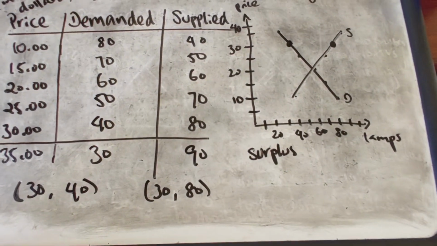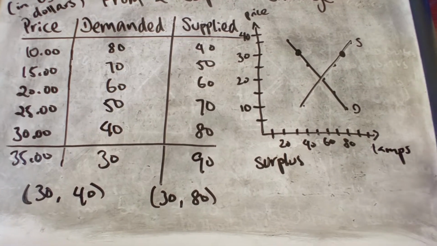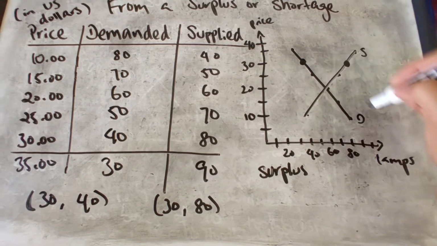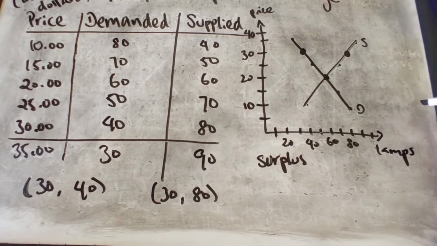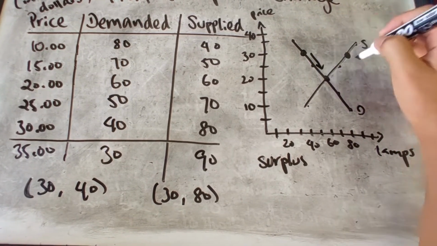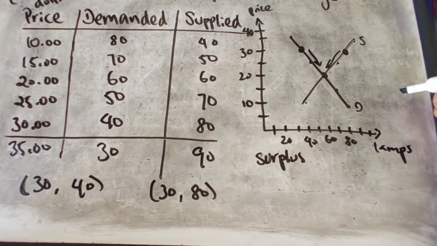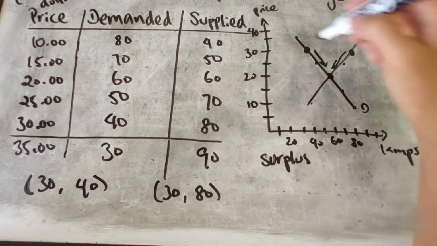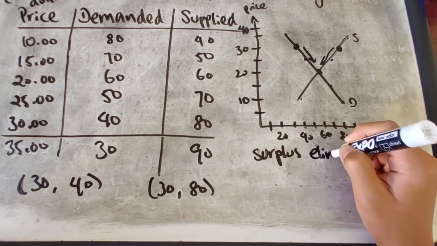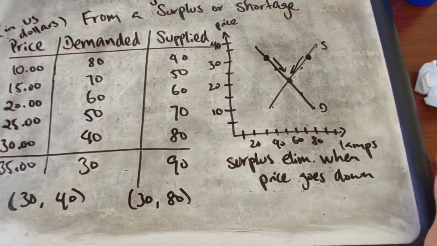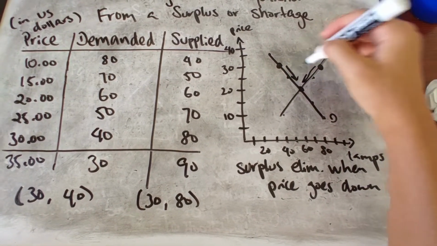Now that we know it's a surplus, how does it reach the market equilibrium? Well, remember, the market equilibrium is when the supply and the demand cross each other, which is over here. And the way it does so is these two values get closer and closer to the intersection. And because they both go down, that means that the price comes down. So the surplus is eliminated when the price goes down.